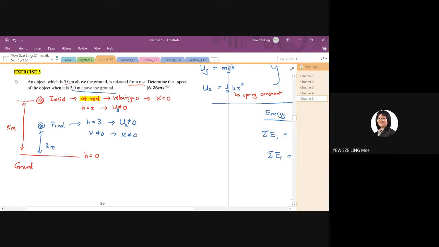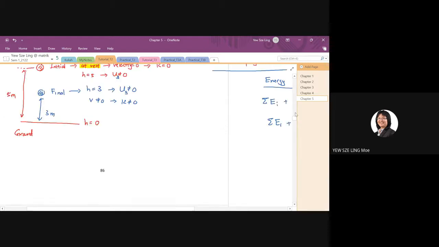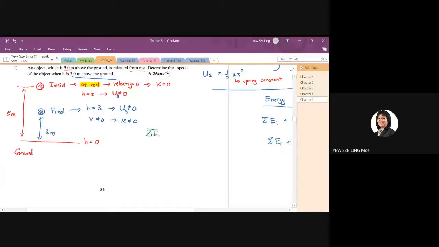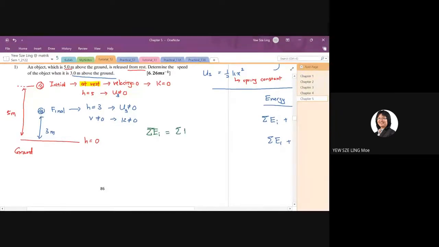Okay, so now I'm going to solve these questions by using the principle of conservation of energy. So according to the principle of conservation of energy, summation E initial is equal to summation E final. If you look at the diagrams, the energy involved is kinetic energy and potential energy. So I'm going to write it down in a general form first.